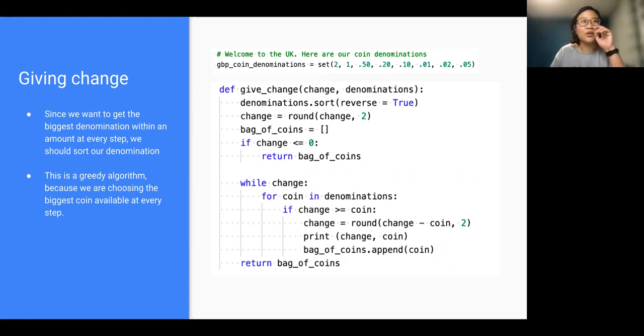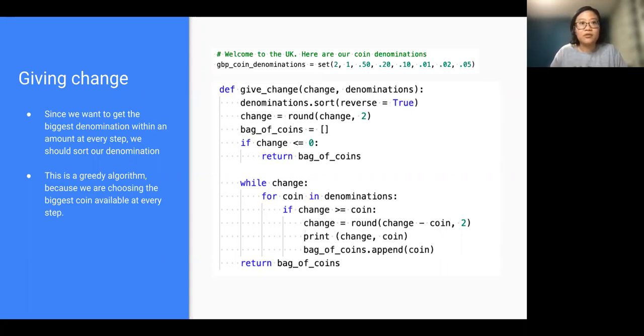When you look at this problem, it's very similar in the sense that you are going through a list of possible options, and at every step in your loop, you make a decision based on what information you have on hand. In this case, the remaining amount of change you have to give, and the coins that are available for you to pick.